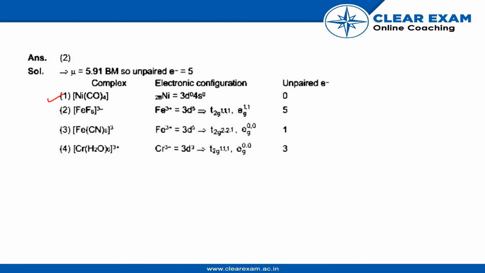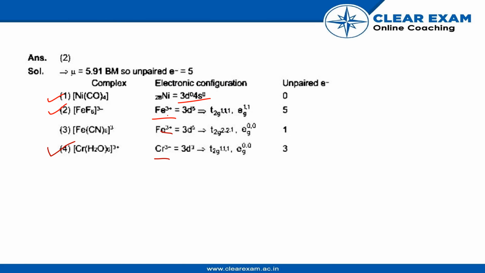For the complex Ni(CO)4, the electronic configuration of Ni is given. For [FeF6]3-, we will find the electronic configuration of Fe3+. For [Fe(CN)6]3-, we will find the electronic configuration of Fe3+. And for [Cr(H2O)6]3+, we will find the electronic configuration of Cr3+.